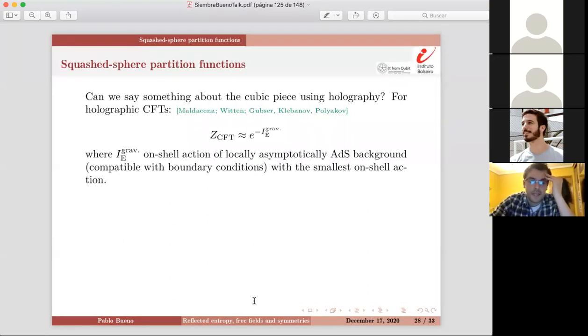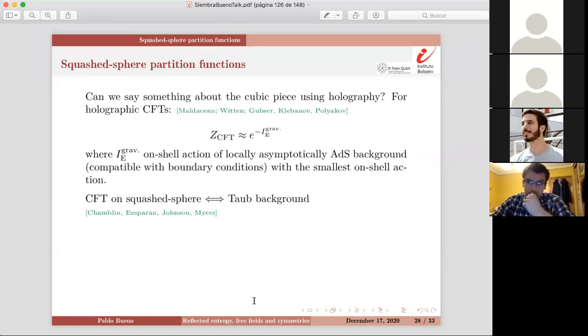And the idea is that what you have to look for are the metrics that have the right boundary conditions at the boundary, and they have the smallest on-shell action amongst all possible metrics that share these boundary conditions. In the case of CFTs on squashed spheres, these are what I'll call the Taub-NUT or Bolt backgrounds.